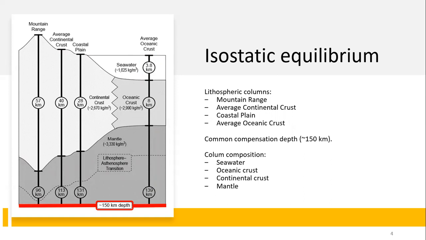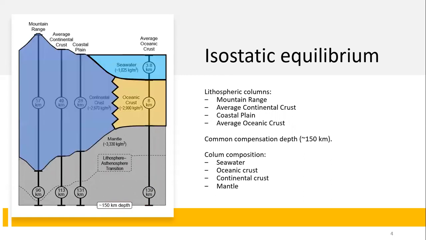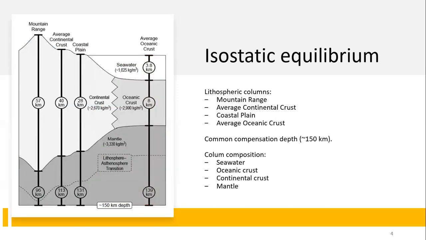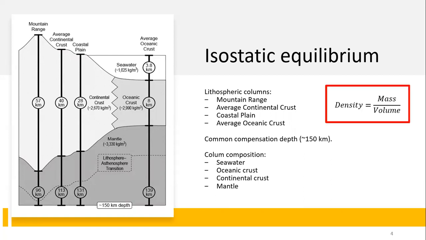Also, each column is comprised of a typical thickness and density for seawater, oceanic crust, continental crust, and the mantle. Thus, given the density and volume or thickness of the columns, we can calculate the mass of each column to test whether hydrostatic pressures at the bottom of each column are approximately equal.